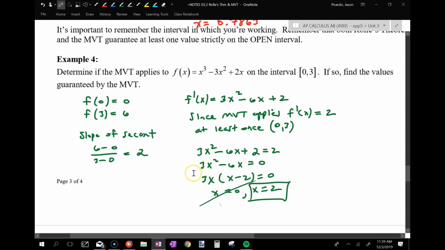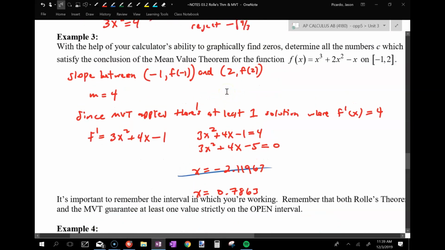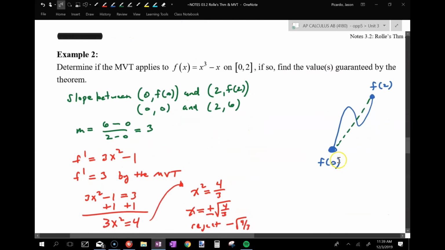Because it's a quadratic, right? Anytime I got a square, I'm always going to move everything over. Actually, anytime I have anything other than a linear equation, I'm going to. Yeah, so the theorem's really specific in that when I do this, there has to be a value guaranteed within the interval, but not on the interval, right? So this point and this point are not included within the solution.